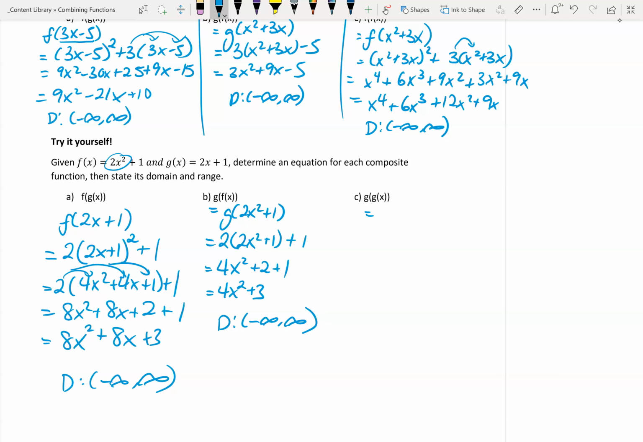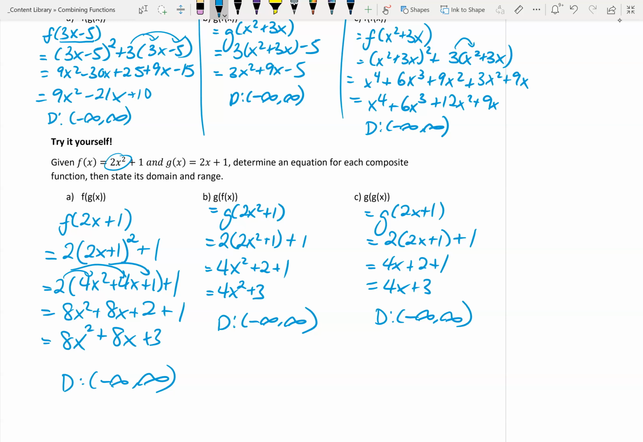Lastly, our g of x is 2x plus 1. And we're going to do it again. I'm going to insert 2x plus 1 in for that x, and then simplify. So 2 times 2x is 4x, 2 times 1 is 2. Our final answer is 4x plus 3. This is a linear equation which has a domain of negative infinity to positive infinity.